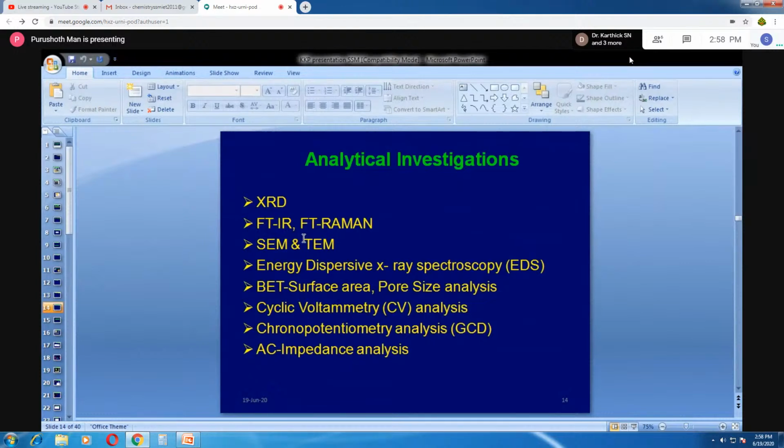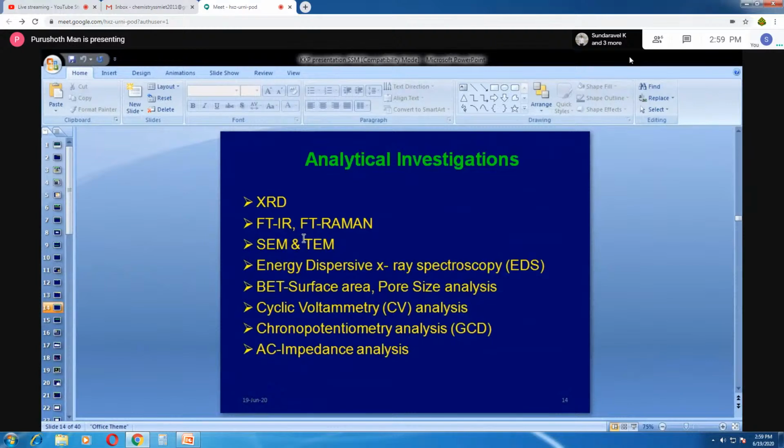Energy dispersive X-ray spectroscopy will give you the combination of materials, and the percentage of each element present in your prepared material. You have to measure the surface area also, because surface area plays a major role. If surface area is high, that will accommodate a greater number of ions. We have already discussed pore size, so we can study it through nitrogen adsorption and desorption, and the surface area studies.